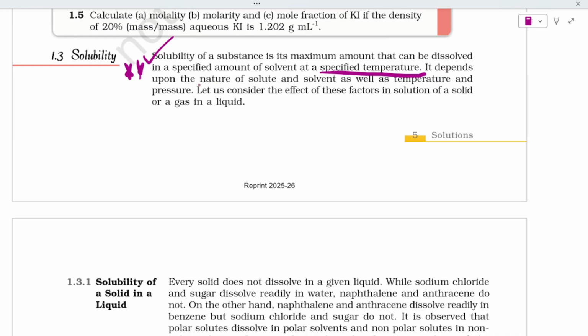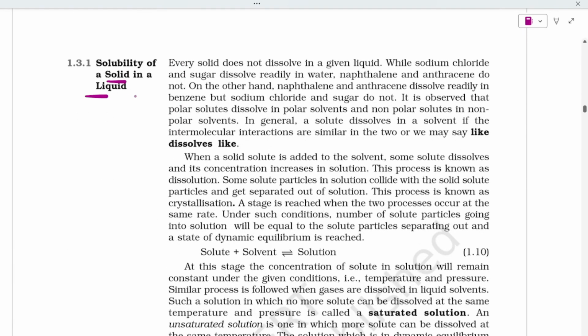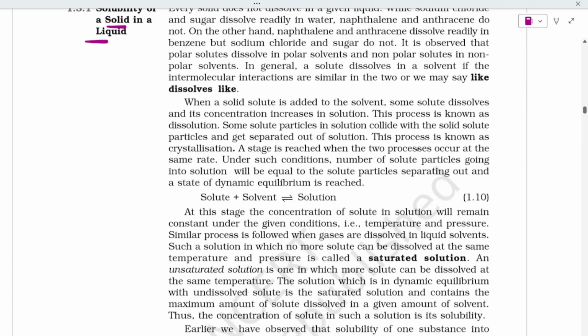It depends upon the nature of solute and solvent, as well as the temperature and pressure. Okay. Let us consider the effect of those factors on solution. See, solubility of solid in liquid. Okay. They may be dissolving as solute plus solvent is solution, right? Or if you have the solution, it is solute plus solvent.